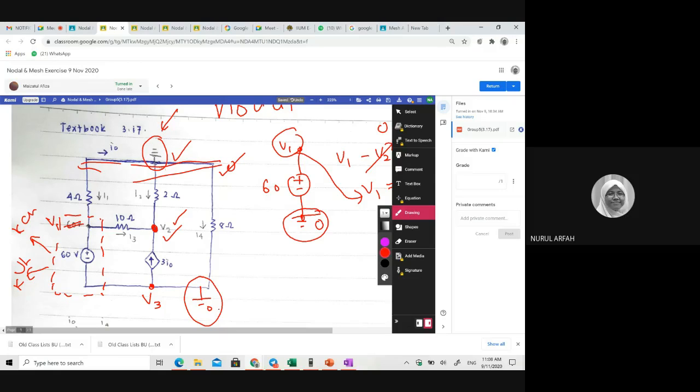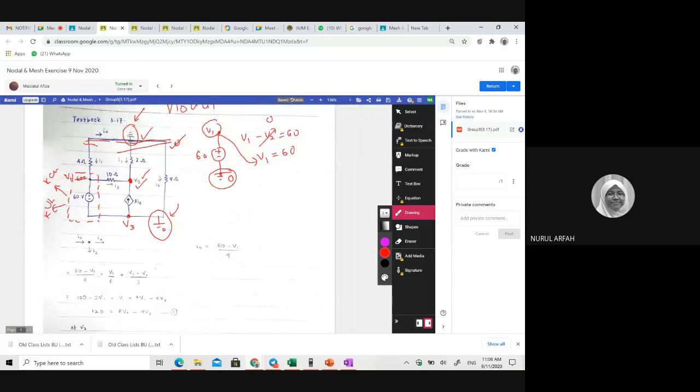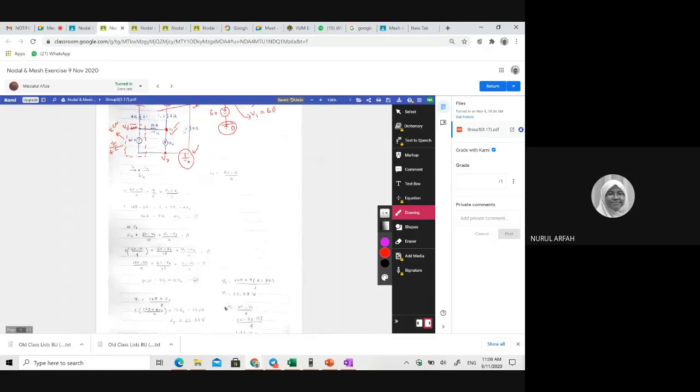How many? Which one is better? So it's better to put your reference point down here. But if you love supernode, then you can put it up there. But wait, let me check your answer.